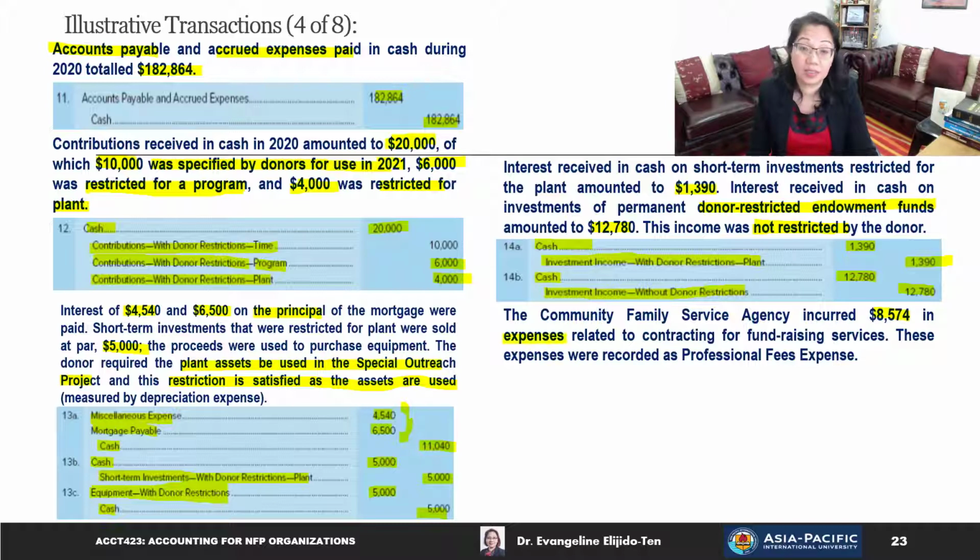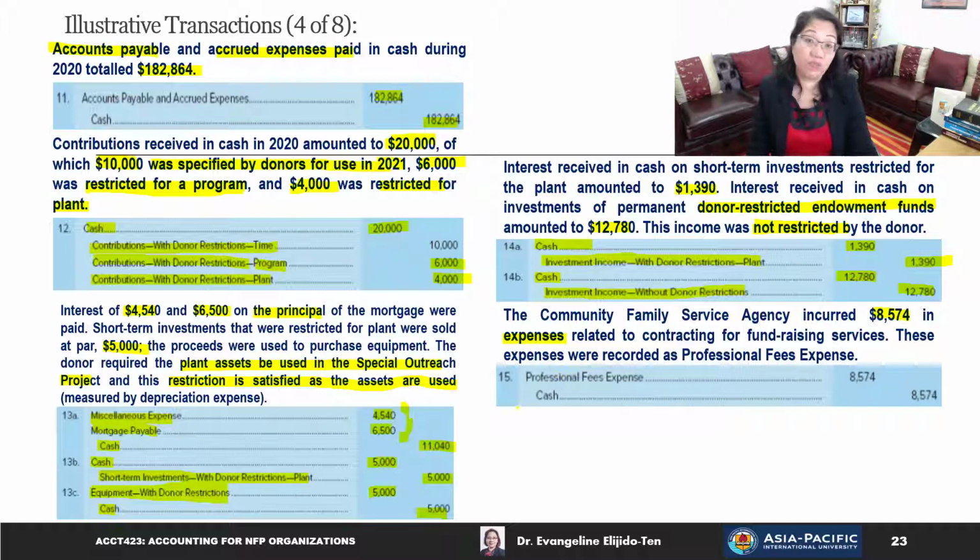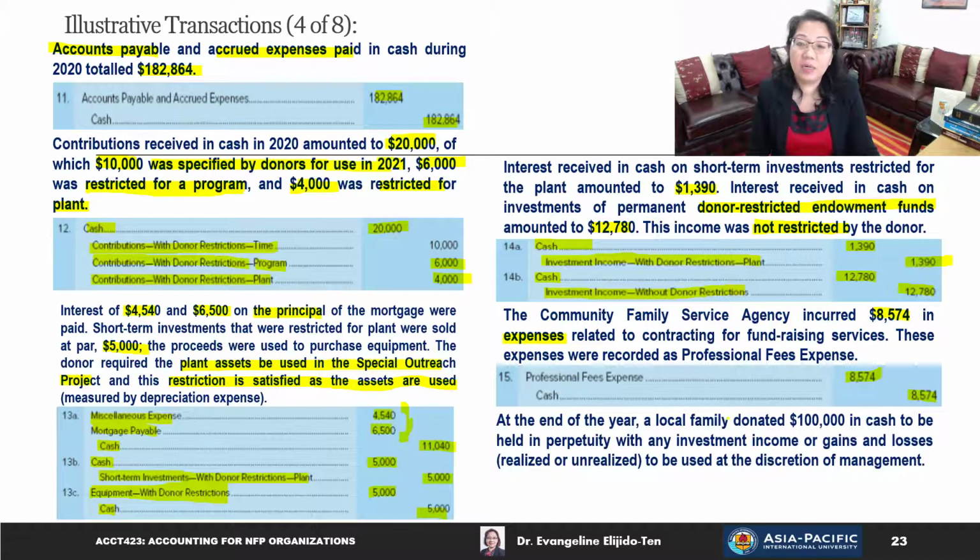Moving on, the Community Family Service Agency incurred 8,574 in expenses related to contracting for fundraising services. So these expenses were recorded as professional fees expense. So our debit will be professional fees and credit cash for 8,574.